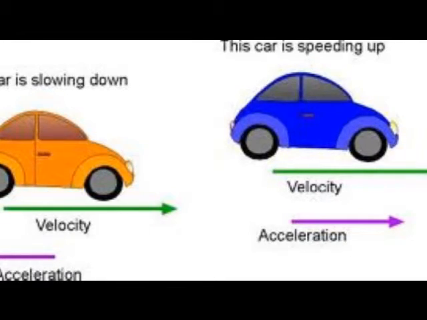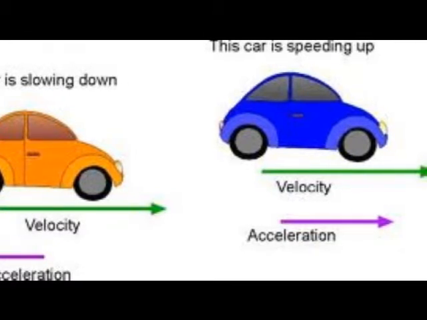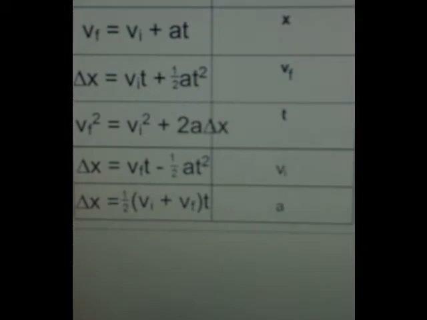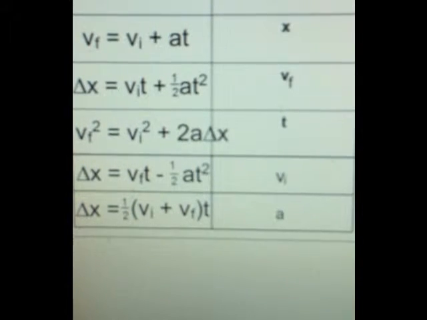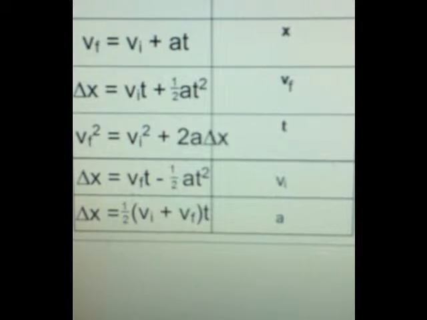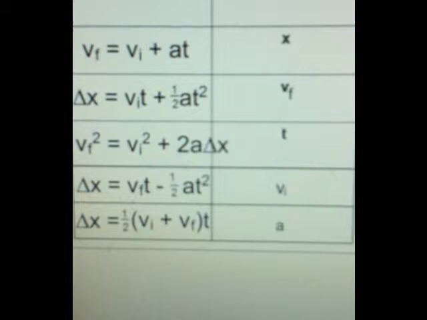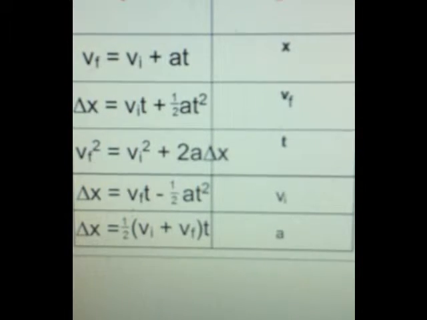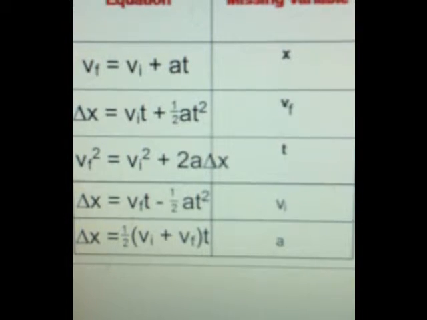There are 5 big kinematic equations that can describe motion in detail. These are used when acceleration is constant. The first equation is missing the variable x. The second equation is missing the final velocity. The third equation is missing time. The fourth equation is missing initial velocity. And the fifth equation is missing acceleration.